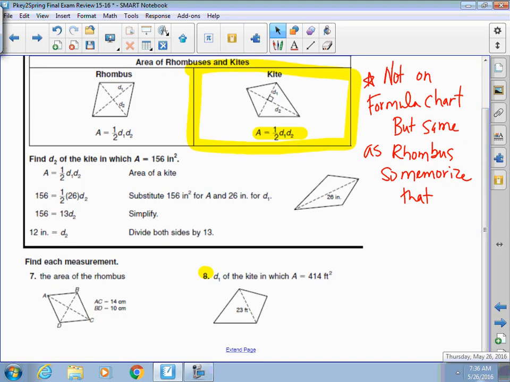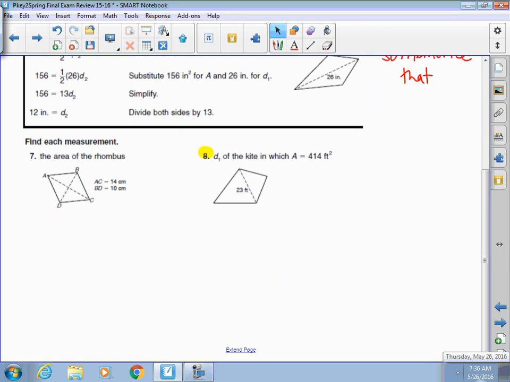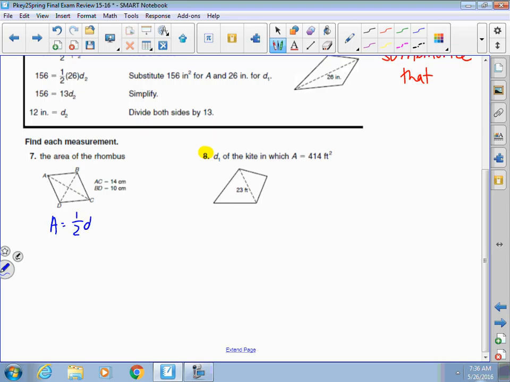Your test is number 8. I'm going to talk about 7 though to help make sure we're doing our formula right. So they want us to find the area. A is 1/2 D1 D2. We're multiplying between them. AC, that is diagonal 1. That's one of our diagonals. And then they tell us BD, that's another one of our diagonals. That's the second one. So we're just going to substitute those parts to find the area.